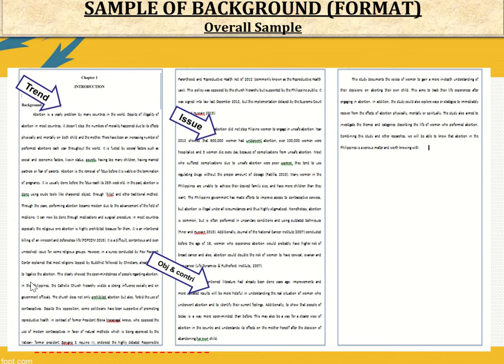And itong unang paragraph natin na pinakita ko kanina is about the trend. And then the second paragraph contains the second component of the TIOC approach, which is about the issue. And then the third paragraph includes the third and fourth component, which is the objective and the contributions of the study. Okay, so that's it. That is for the first section, which is the background of the study.